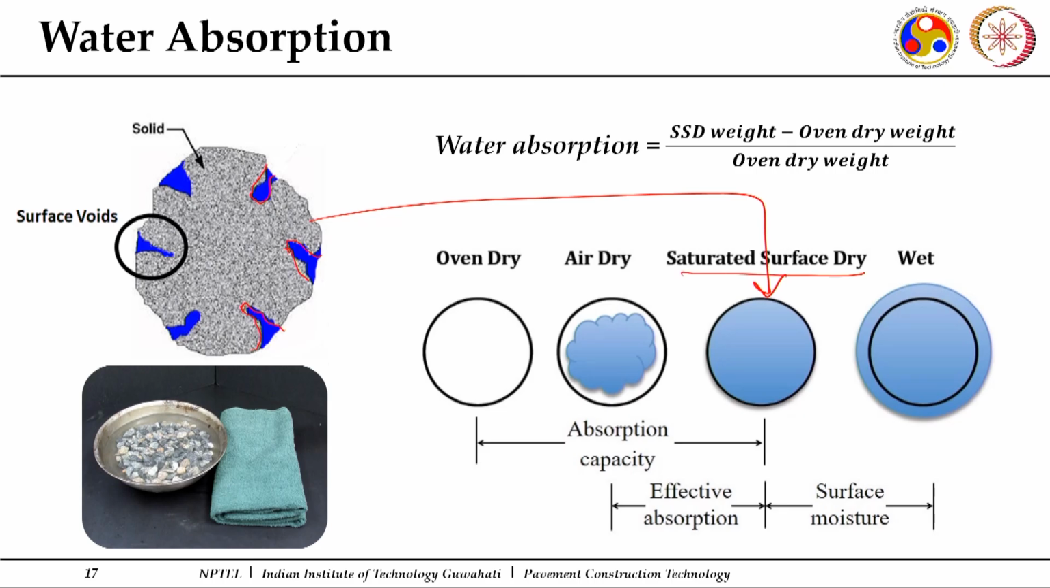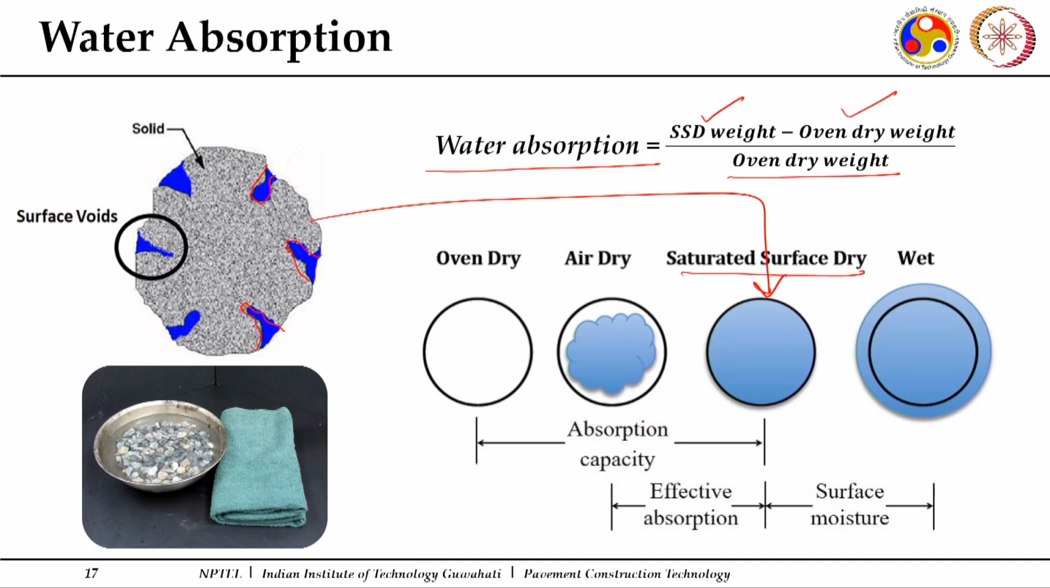So this condition is required, and what we want to have is the saturated surface dry weight minus the oven dry weight, divided by the oven dry weight. This gives you the water absorption, and normally a limit of 2% is, in most of the cases, given for water absorption, that the water absorption should be less than 2%.